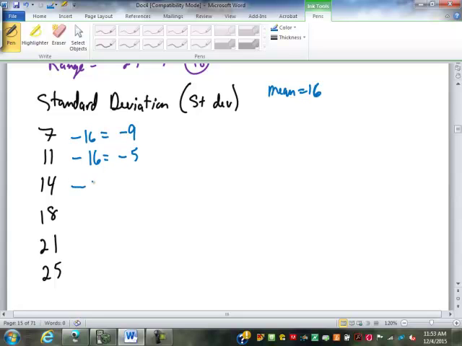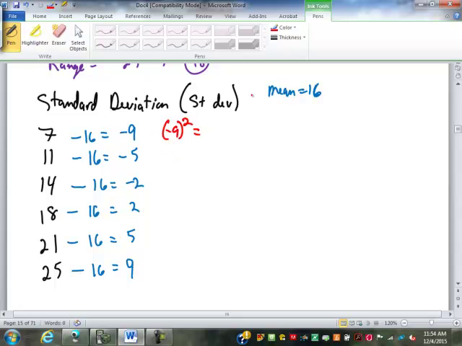-5. 14 minus 16? -2. 18 minus 16? 2. 21 minus 16? 5. 5, good. 25 minus 16? 9. Now we square it.